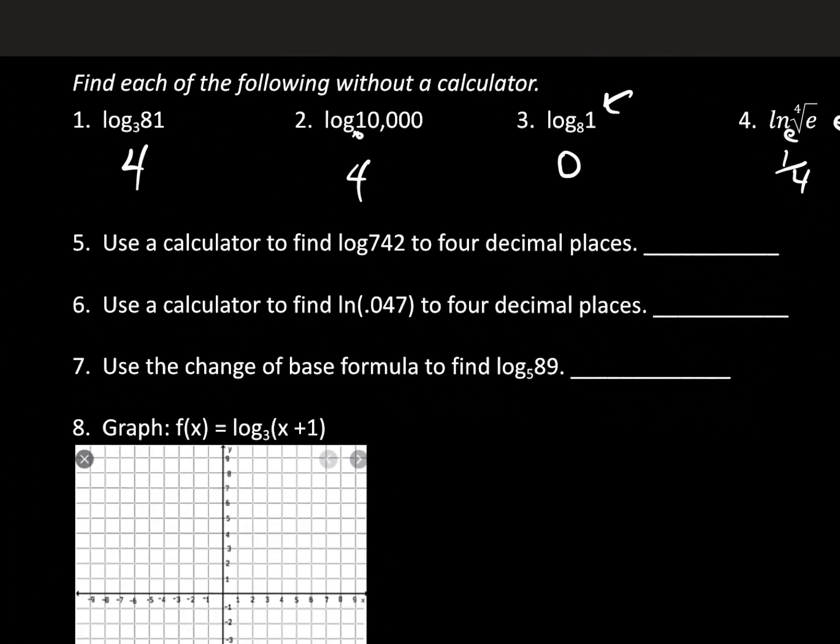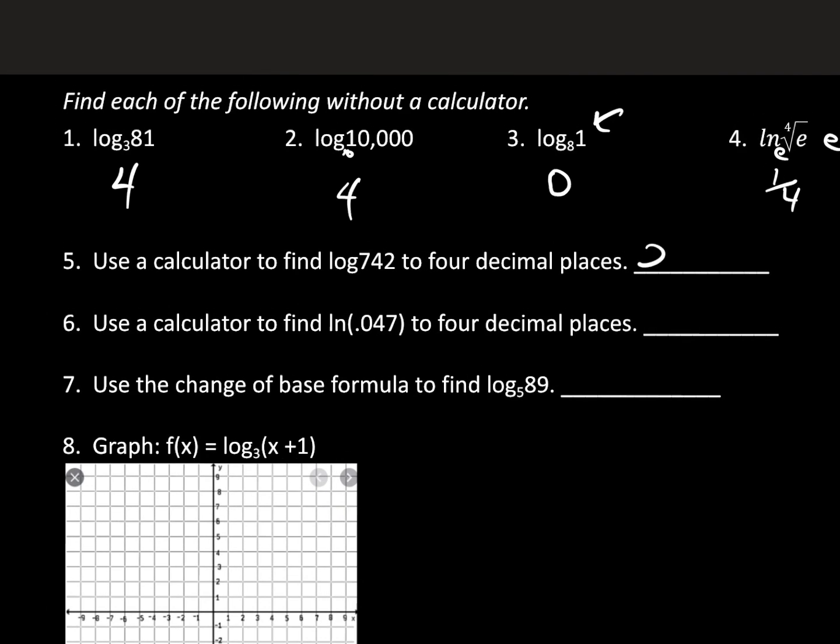Number 5, 6, and 7 are all calculators. So number 5, I'm just going log 742 in the calc. We're going 4 decimal places. I'm getting 2.8704. And then this number 6, natural log 0.047. Punch that one in. Get a negative 3.0576. And the reason that one's negative, obviously, is because 0.047 is less than 1.